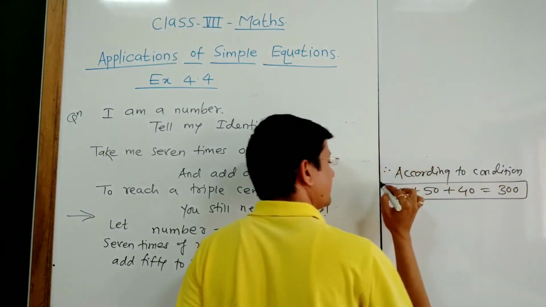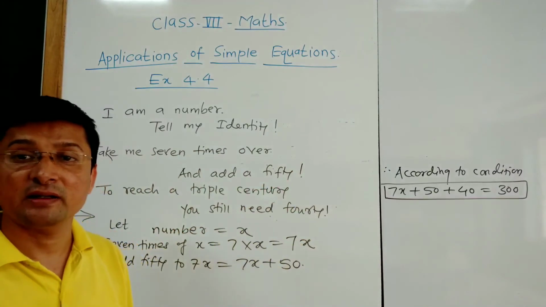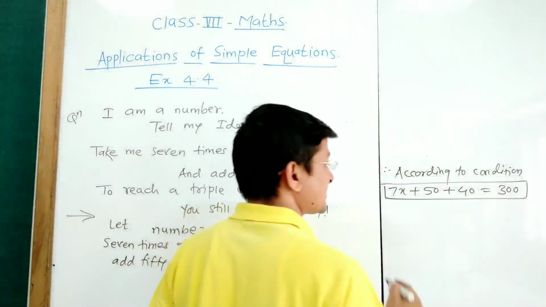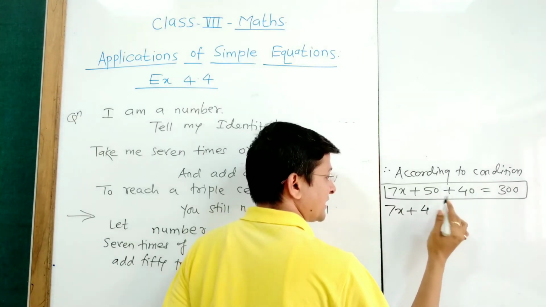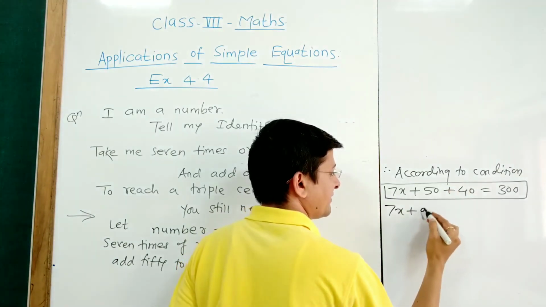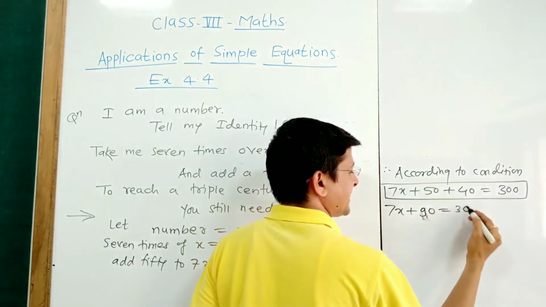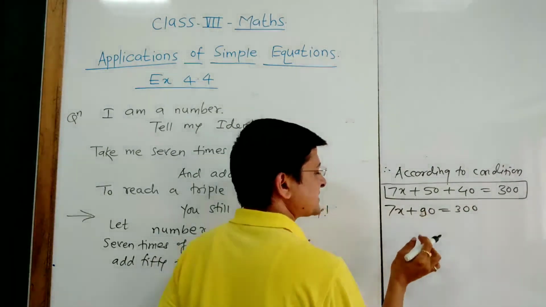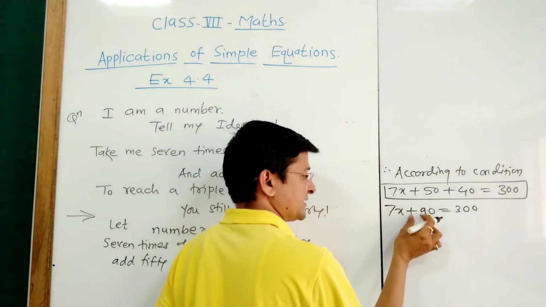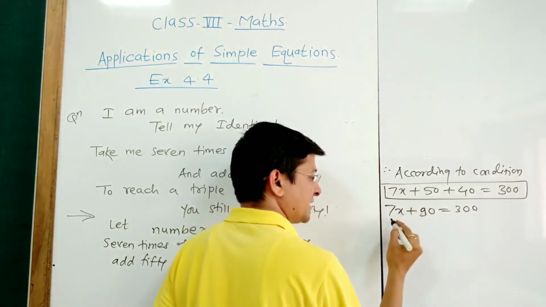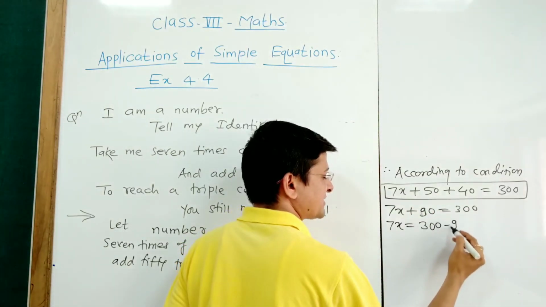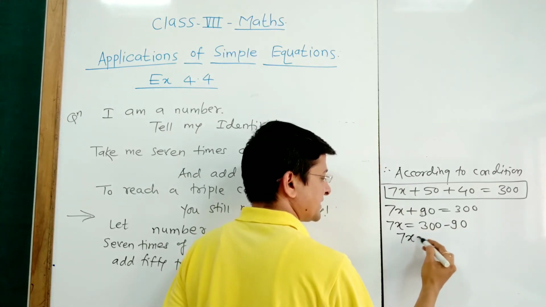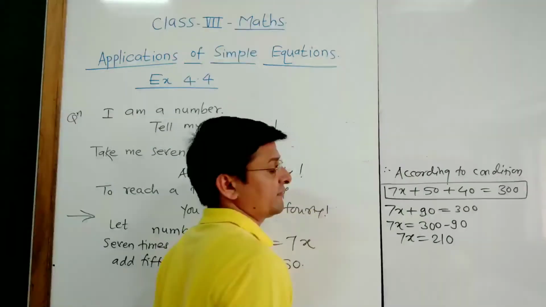Okay. Now we solve this puzzle. Now we find the value of variable x. So 7x as it is, 50 plus 40 is 90. Okay. On right side 300 as it is. Now this 90 is plus on left hand side. It becomes minus on right hand side. So 7x is equal to 300 minus 90. So 7x is equal to 210.